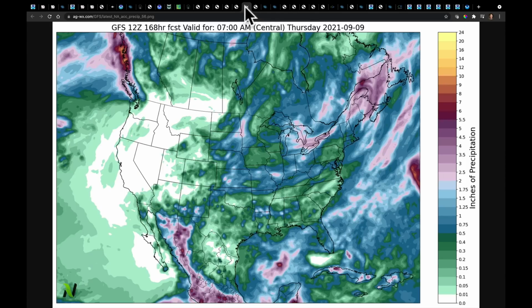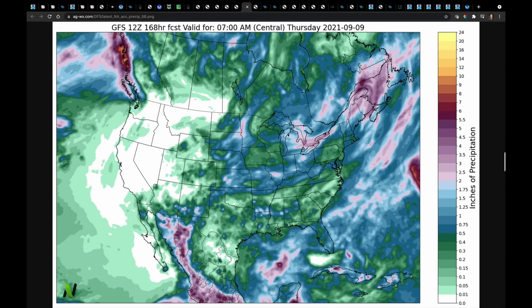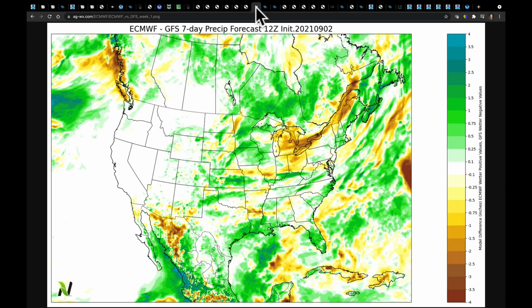The GFS has something quite similar. Okay, so if you just go back and forth, Euro, GFS, they actually have almost identical features, but the way they both extract the precipitation is just different. And that's why we often like to compare the two by showing you this map. And again, just a reminder, these colors represent where the European model is wetter, and these are where the GFS is wetter, okay?